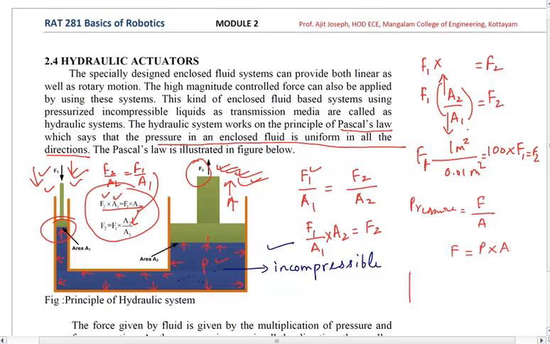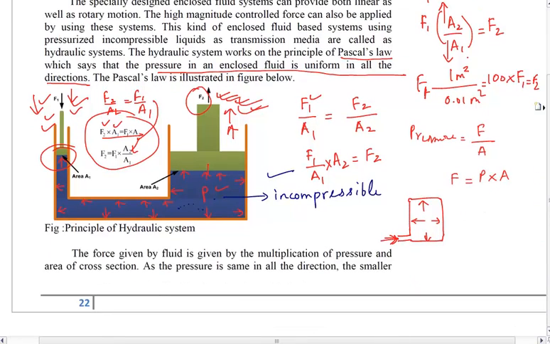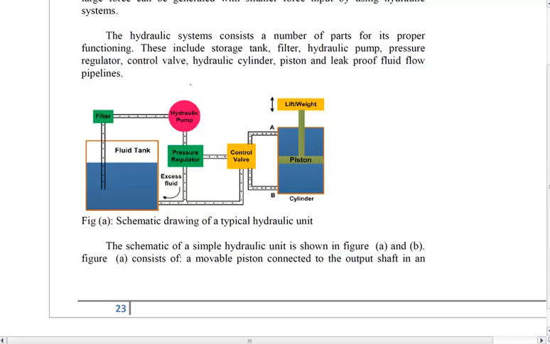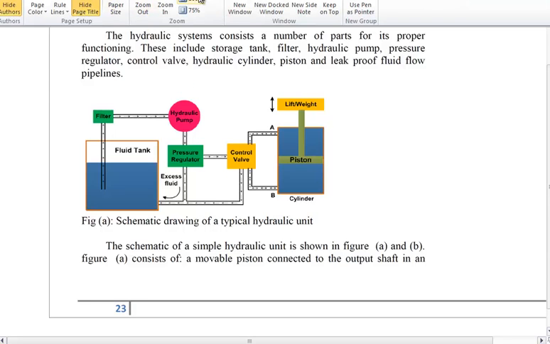There can be another way. Suppose you have a tank, and you are trying to pump in oil from here, then everywhere the pressure will be more. The pressure experienced everywhere will be more. So one way is by applying a force on the piston, the other way is by pushing the liquid inside, and that is what is happening in the case of hydraulic actuators. The system is given here.